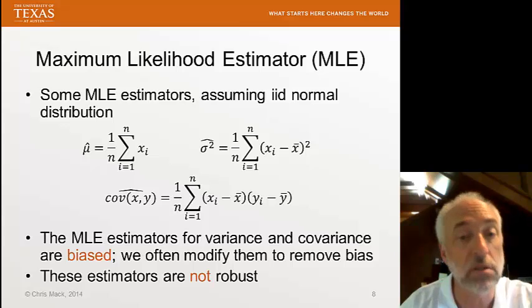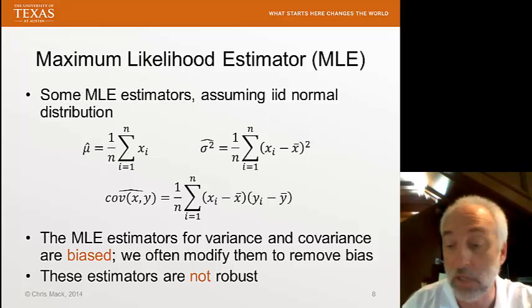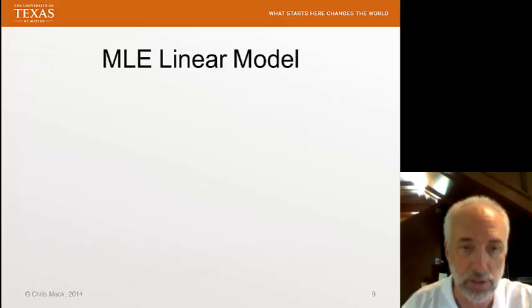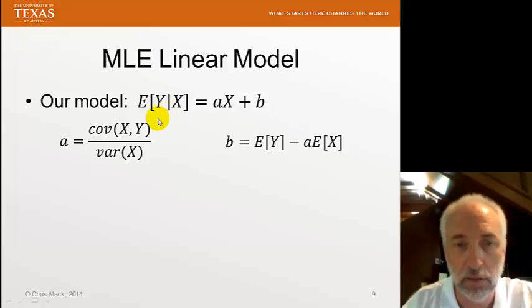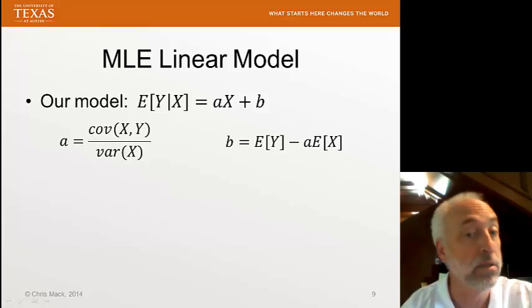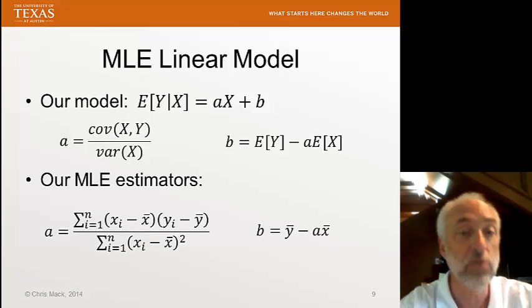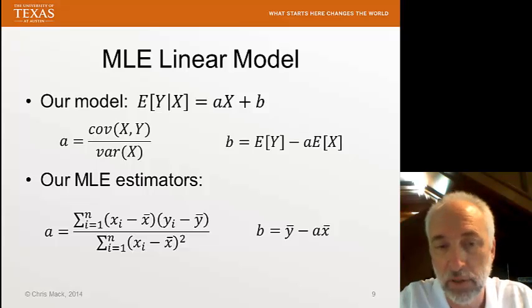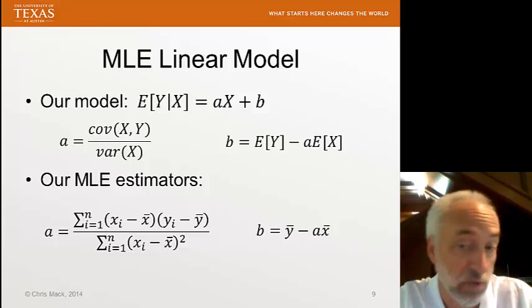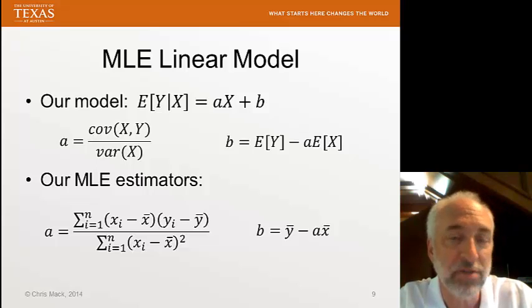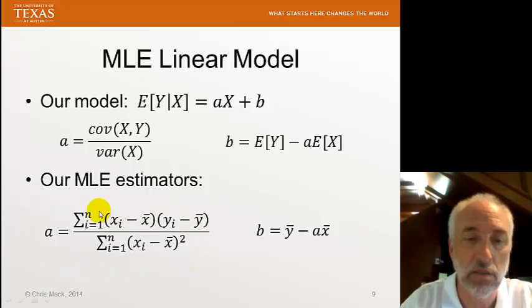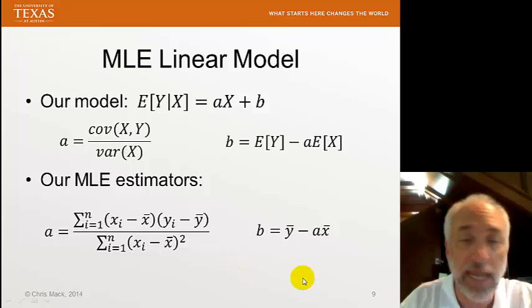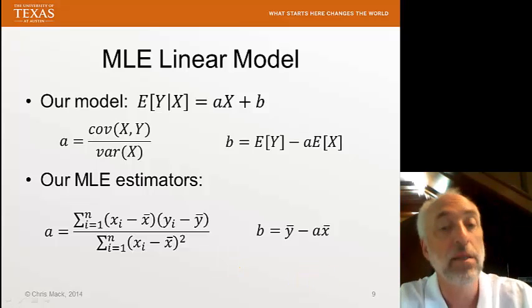Nonetheless, it's still a very valuable, very popular estimator to use, and it's the one we'll use for our linear regressions. So we're back to our model, the linear model here, and how we calculate A and B from that linear model, and we use the maximum likelihood estimators. We use our maximum likelihood estimator for the covariance, divide by the maximum likelihood estimator for the variance, and we get this formula for the slope, this formula for the intercept. And if you've seen linear regressions before, these are the formulas you've seen.